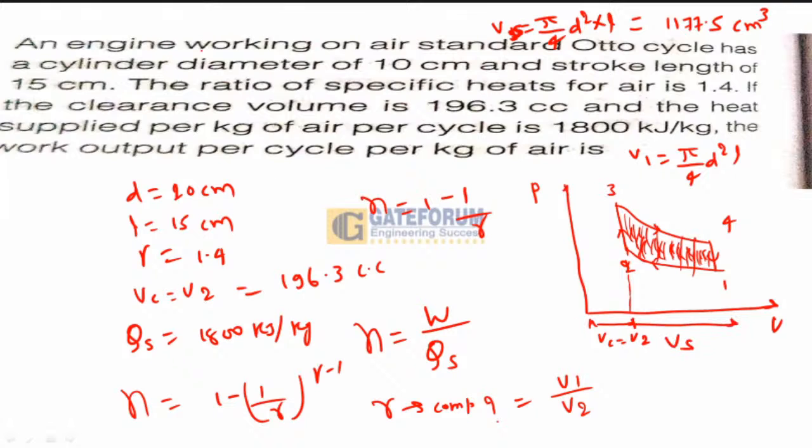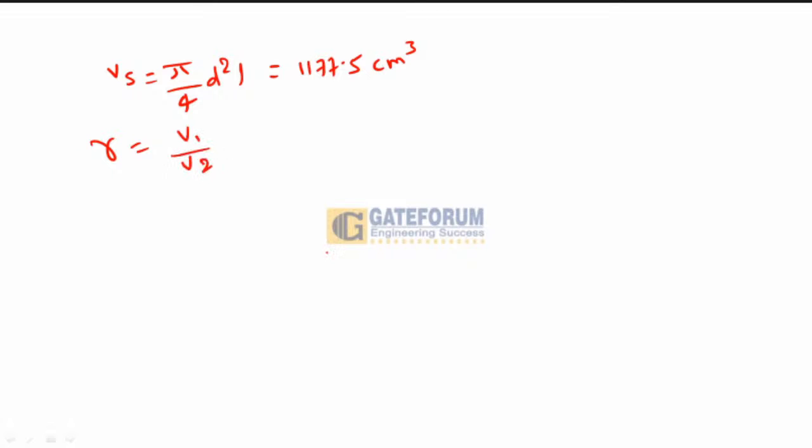So what is the value of Vs? Vs will be, this is my mistake, pi by 4 d square into L. Vs equal to pi by 4 d square into L. If you solve, then we will get the value of Vs as 1177.5 cm cube. Once we have calculated Vs, you know what will be r, the compression ratio. You can write V1 upon V2, or you can say Vc. Once you calculate, you can do all the things.